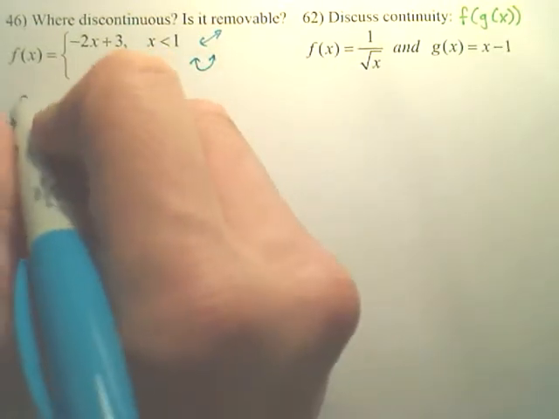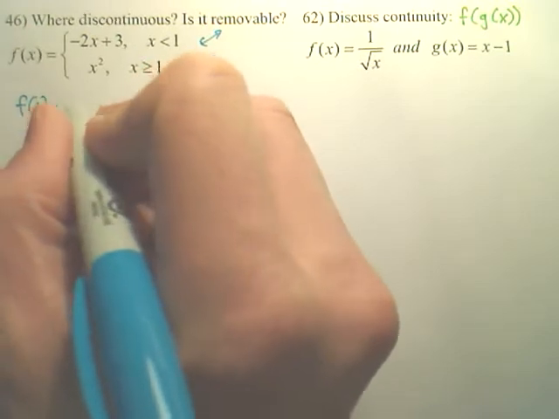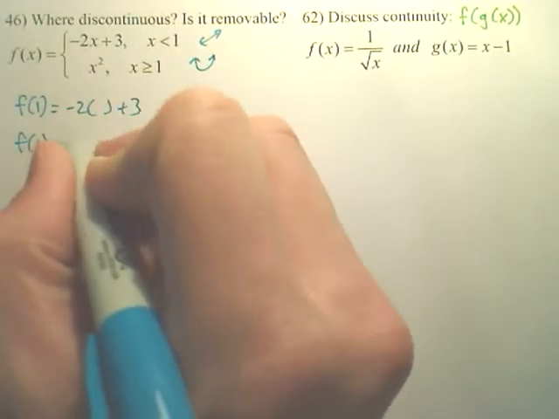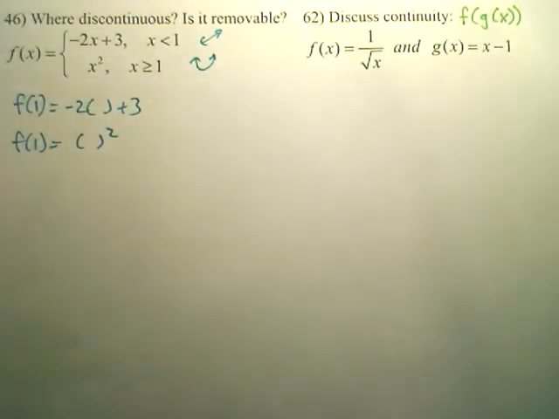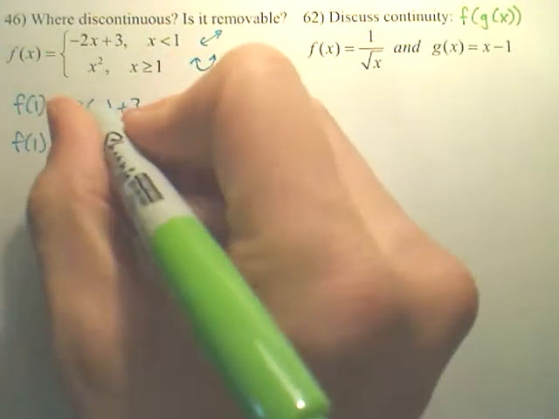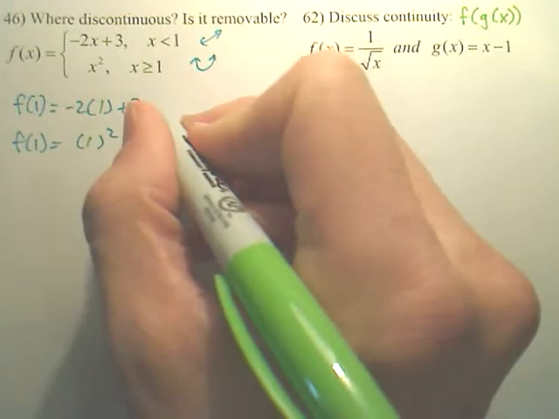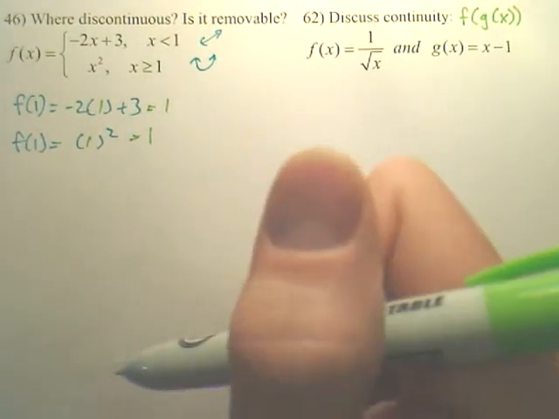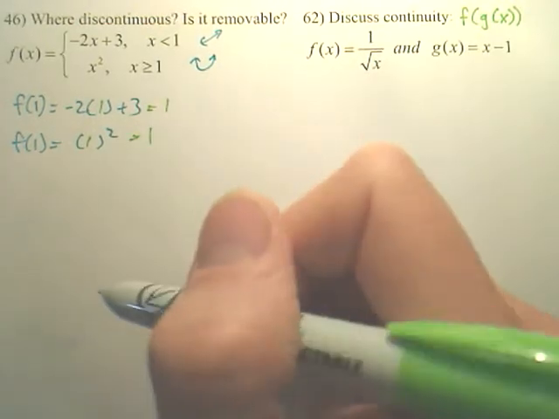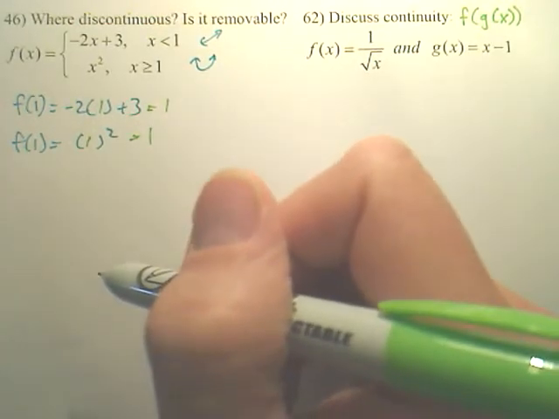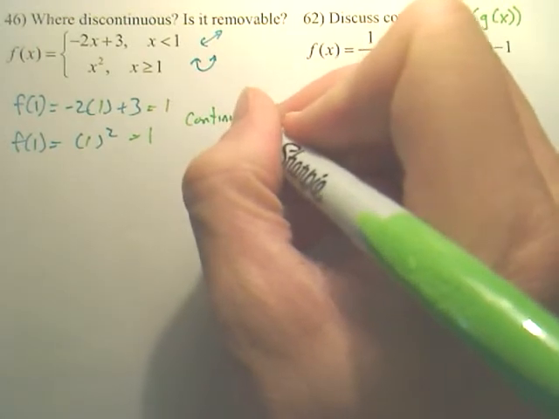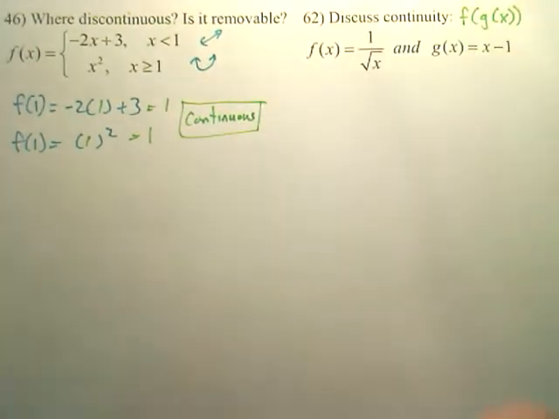So basically all we do, find f of 1 for negative 2x plus 3, and f of 1 for x squared. When you plug in 1, you get 1. Plug in 1, you get 1. So the output's the same? Yeah. If the output's the same, doesn't that mean the two graphs meet? Thus, this is continuous. There aren't any discontinuities, or no discontinuities.